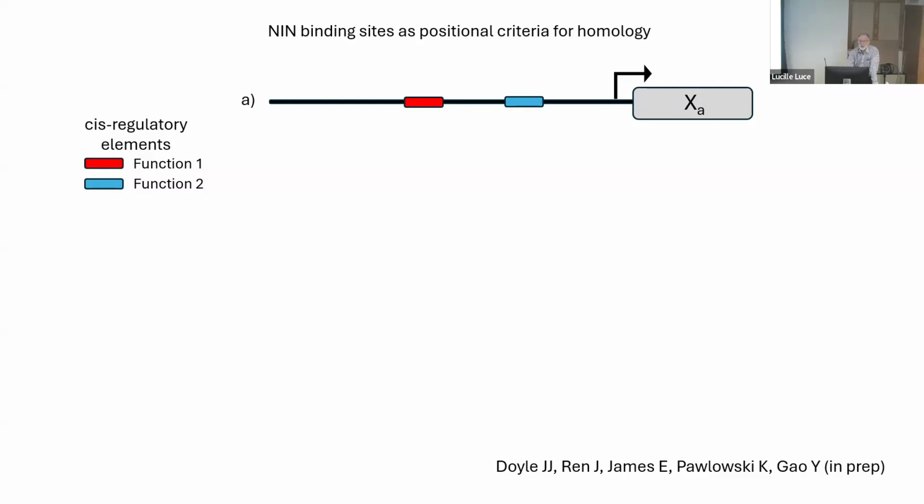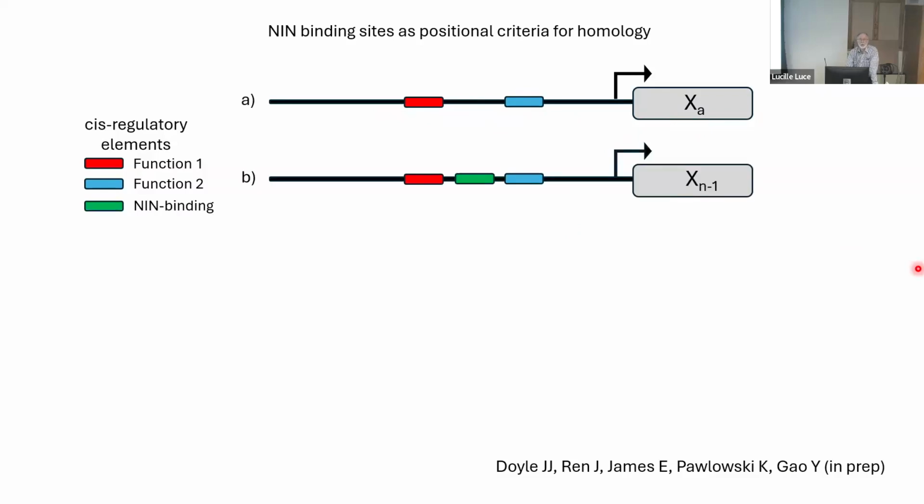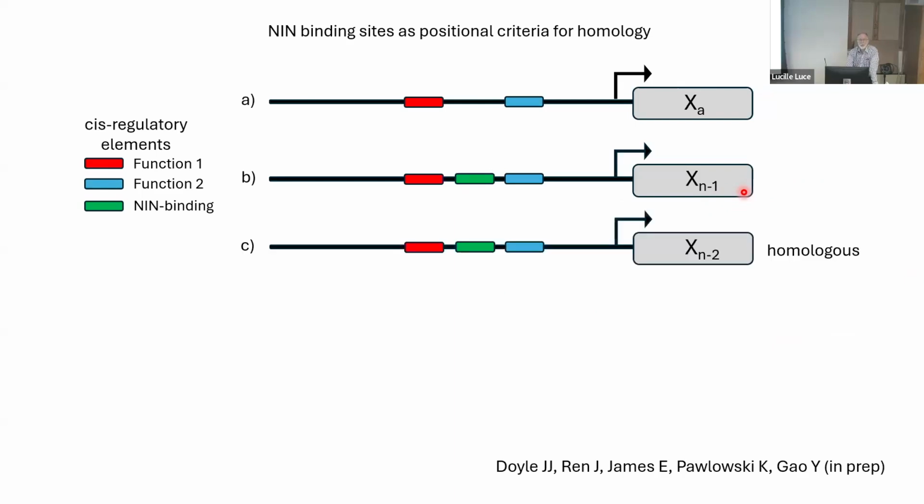So NIN binding sites are a positional criterion for homology. Imagine a gene. Here's a gene X in an ancestor, XA. It has a couple of different binding sites for different transcription factors. Now NIN comes along and this gene becomes recruited as part of the nodulation process and binds NIN. So here you have a NIN binding site. I've conveniently put it between these other two sites. This is in nodulating species 1. Suppose we sequence another nodulator from a different group of plants and we find the same position. That would be consistent with homology of that site.